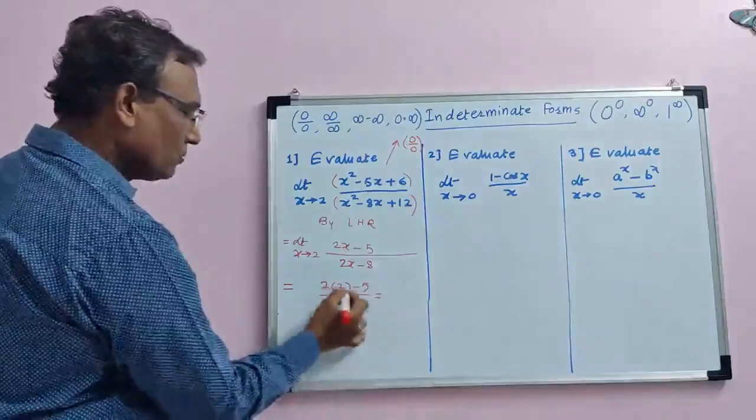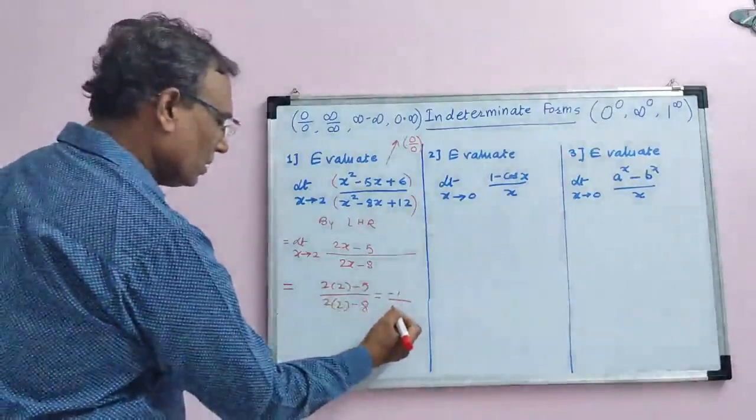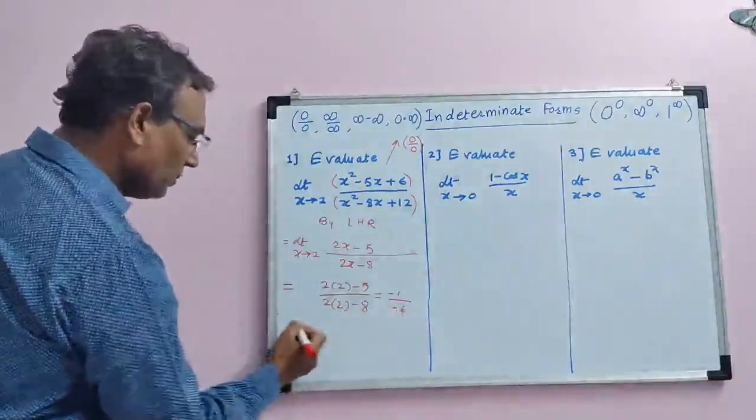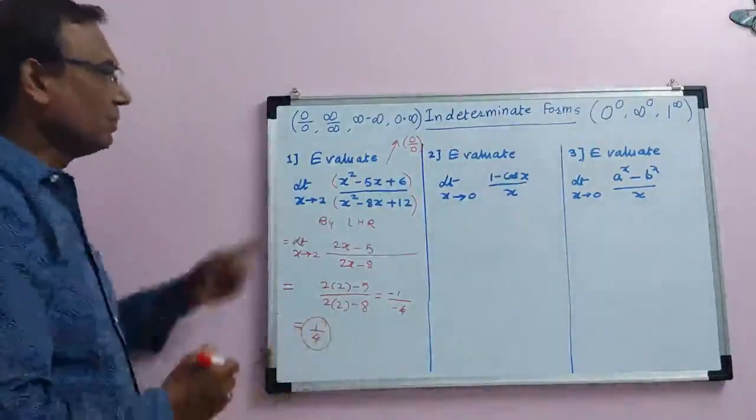And what is it now? It is 4 minus 5, which is minus 1. And 4 minus 4 minus 8 is minus 4. Minus minus gets cancelled. Means 1 by 4 is the value of this limit.